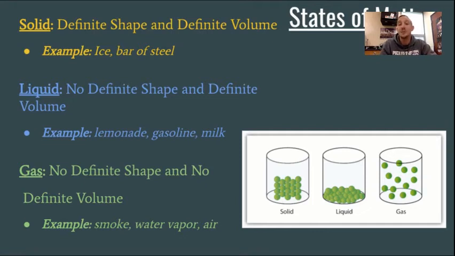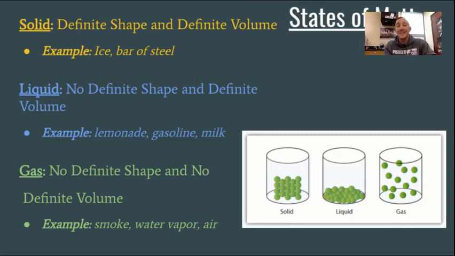When it has a definite volume, it means it's not changing. So if I fill up a bowl with water and I freeze it, it will have the definite volume of the bowl. It's also going to have the definite shape of the bowl. So definite just means it doesn't change. Indefinite means it changes. If you need to write that down, I would go ahead and do that.